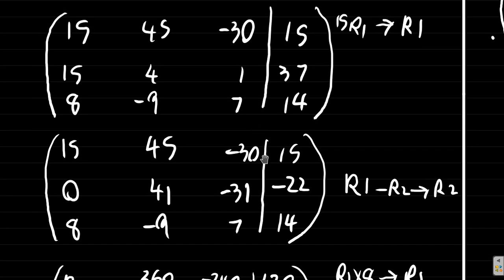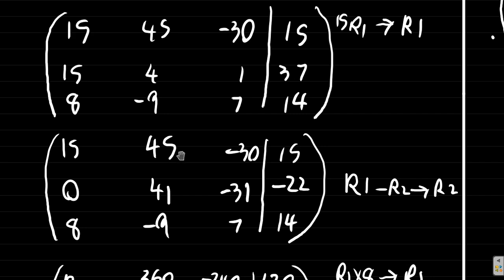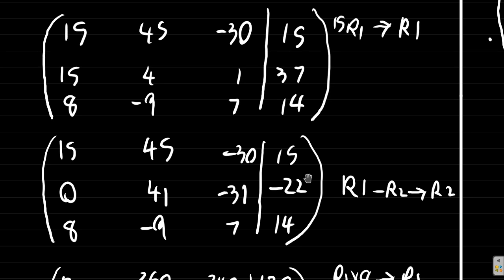Then we say row 1 minus row 2 gives us a new row 2. So 15, 45, negative 30, 15 remain. 8, negative 9, 7, 14 in row 3 remain. But in row 2, 15 minus 15 is 0. 45 minus 4 is 41. Negative 30 minus 1 is negative 31. 15 minus 37. And that's negative 22. Good. So you see that?